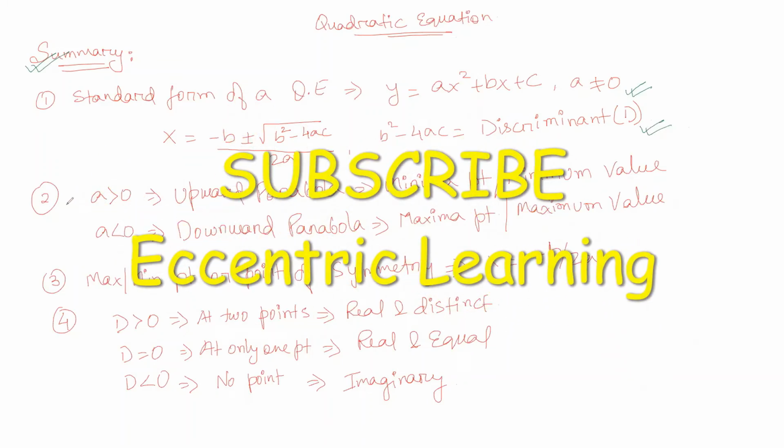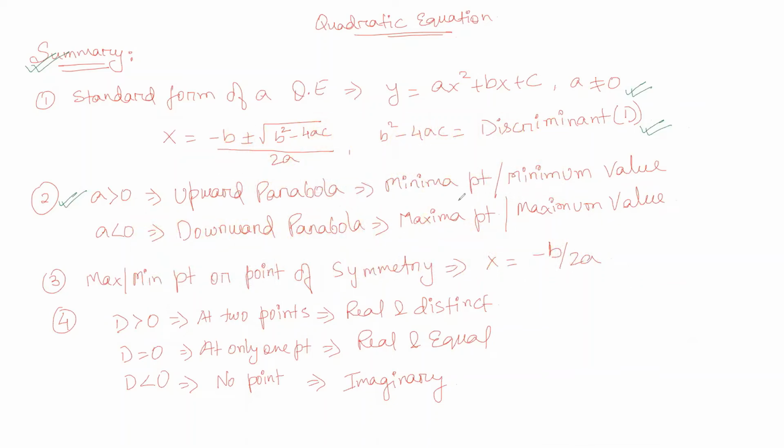Also, when the leading coefficient a is greater than 0, we'll get an upward parabola. So in that case, we'll get a minima point and we'll be able to get the minimum value of a quadratic equation. In a similar way, if the leading coefficient is less than 0, we'll get a downward parabola. So we'll get a maxima point, and we'll be able to get the maximum value for that quadratic equation.